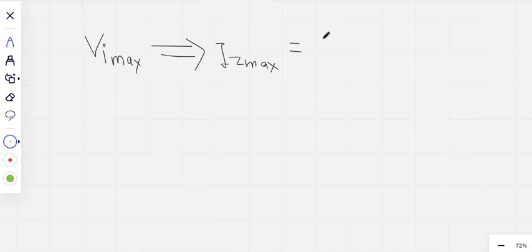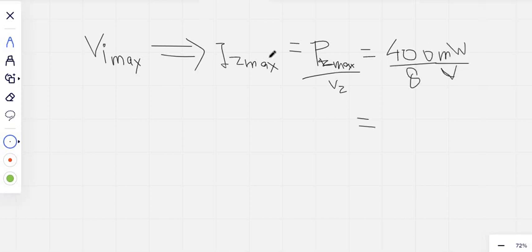So we have 8 volts. We have these values, 400 milliwatt. Let's write 400. This is what we get. 50 milliampere is the value of Iz maximum.